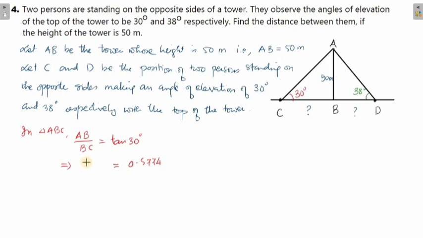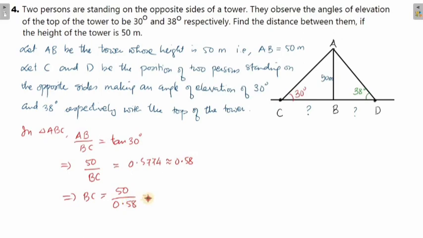AB is 50, isn't it? AB is given to be 50, and we don't know what BC is. So if you want to find BC, then this quantity goes to the denominator. So you get 50 by tan 30. You can take this to be approximately 0.58. Okay, so let me take this to be 0.58.